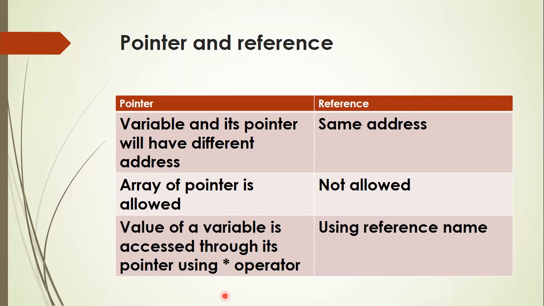Second one is you can declare an array of pointers. So you can have an array of pointers, but array of references is not allowed. If you want to have 10 reference variables, all the 10 must be defined explicitly: ampersand b equal to a, comma ampersand c equal to d, and so on. You have to declare all the 10 variables one by one. But array of pointers is permitted. Next, how do you access the value of the variable using a pointer? You can access the value using the star operator, whereas the value of the variable can be accessed through its reference by giving the name of the reference variable.